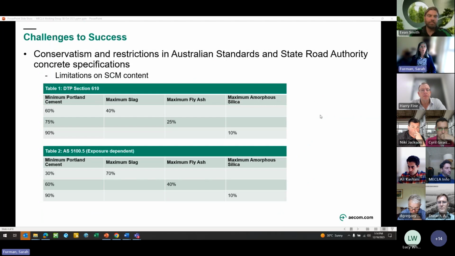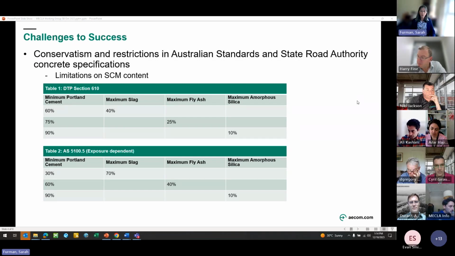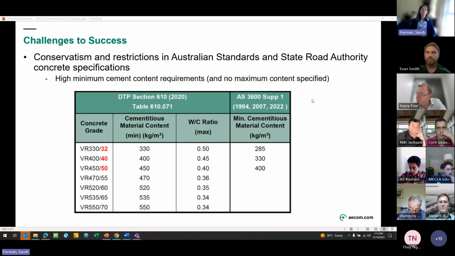That's not where the challenge is finished, though. We also find with the current Australian standards and various state road authority concrete specifications, there's a number of limitations that really can prevent us, if we stick to them, from getting to our SCM targets, for instance. DTP is or was VicRoads, and their specification really limits what you can do. So you always have to try and push beyond these limits. AS 5100 also has limits, but they're a lot more realistic. So, for instance, you can put up, in certain environments, up to 70% slag in a mix, whereas the DTP specification limits you to 40%. Not ideal.